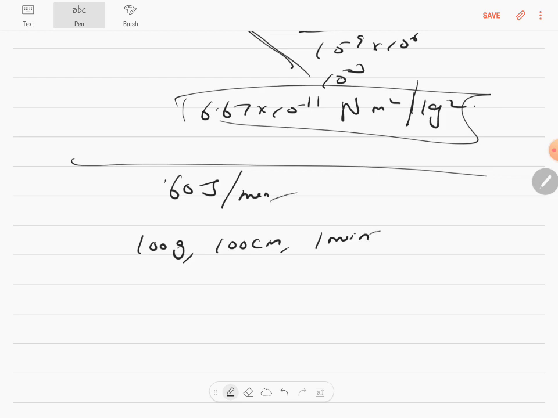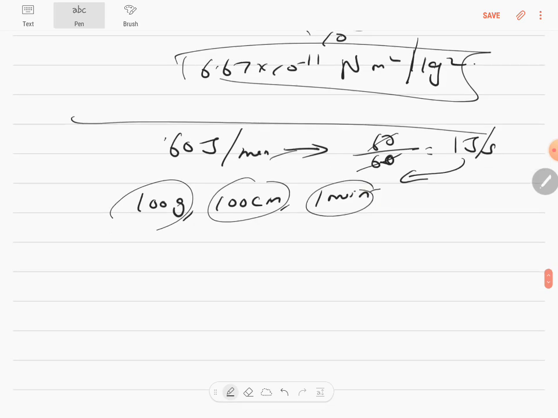Okay, both of them are minute, but this looks like power's formula. You should identify what is this formula. Joule per minute is W by T, which is nothing but power. If you want to convert into seconds, it is 60 by 60 seconds, which will give you just 1 joule per second. You have to convert that into a system whose base units are 100, 100 and 1 minute.